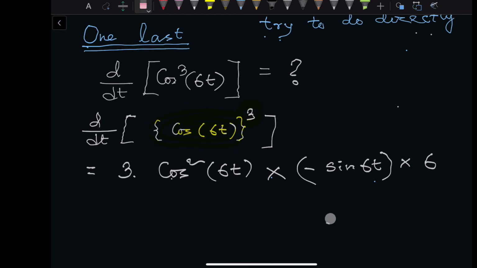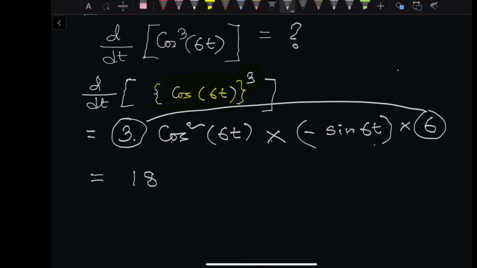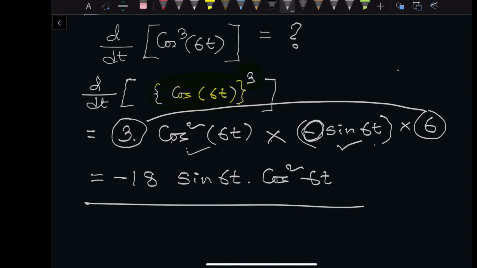Why this? Because differentiation of cos 6t is not cos t, it's cos 6t. So we had to again go inside the bracket and get 6. Now, this results into minus 18 sine 6t into cos square 6t. Hope you understand this.